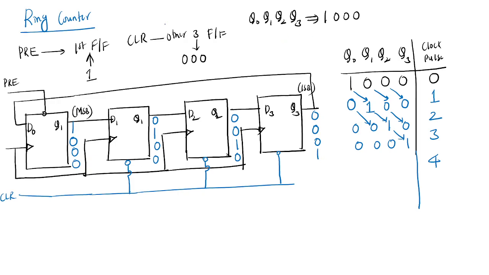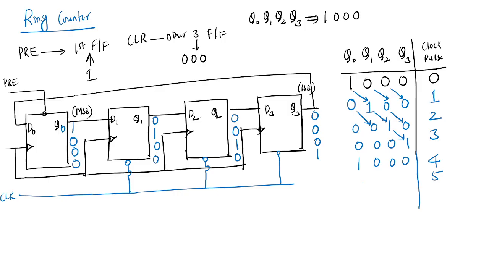Again, this 1 will come to D0, no? Okay. So 1 will come to D0. That is nothing but this is Q0 only. Q0. And again 0, 0. At the fifth clock pulse, again it will repeat.